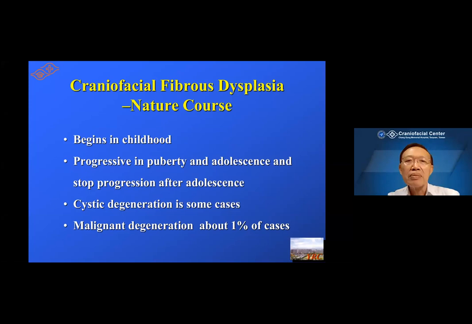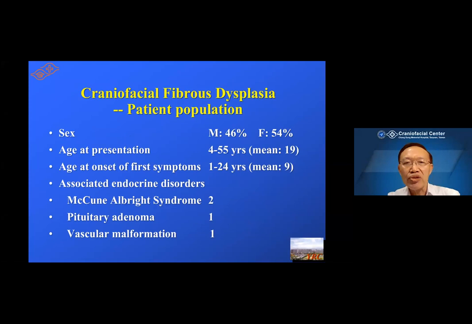In my series of patients, the male and female ratio is about the same, but females seem to be a little more. It usually presents early in age. The mean age is about the teenage years, and the first onset is usually in the teenage years and can be very early. In our series, we do have 4 cases of associated endocrine disorders. One is McCune-Albright syndrome, as you can see here. The other is a pituitary adenoma in a boy, and another is a vascular malformation.